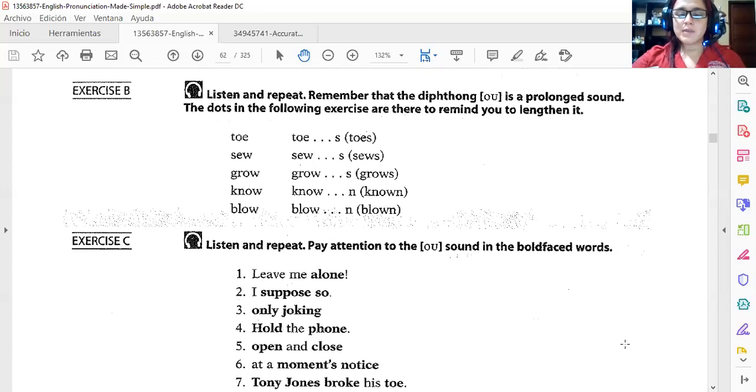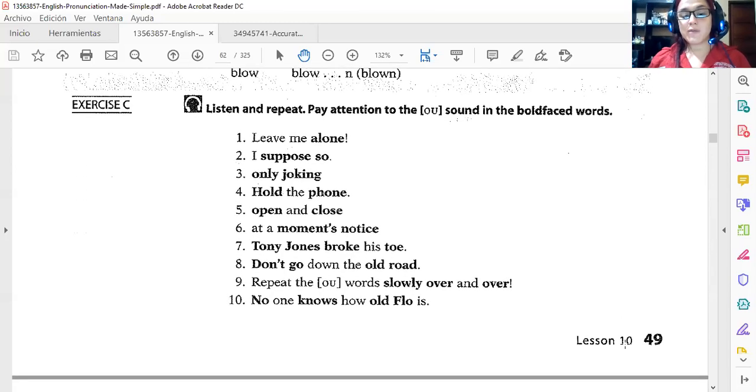So we have some of these words that contain, at the end, a consonant that tends to lengthen the sound, like in the cases of toes, zoes, grows, known, blown.